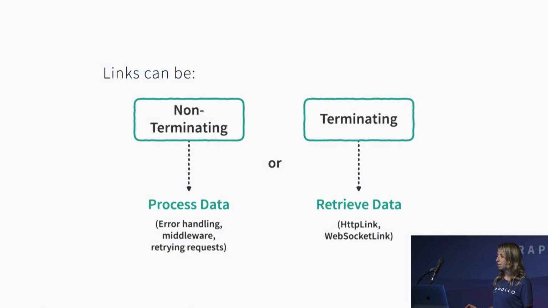Links can either be terminating, which means they retrieve data. That's things like our HTTP link and our WebSocket link that we saw earlier. Or non-terminating, which means they process data. That's anything like error handling, middleware, or retrying requests. And the one thing to note is that your terminating link always has to be the last link in your chain, since it's responsible for fulfilling some kind of result.